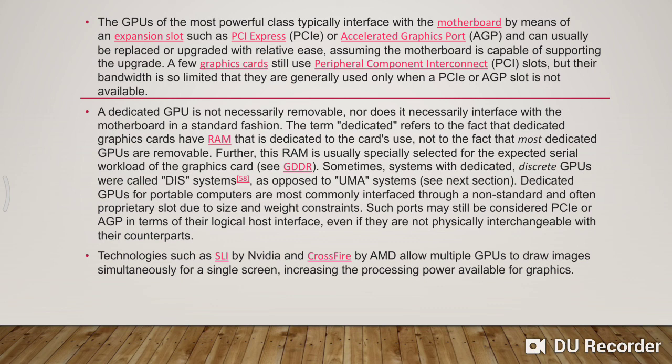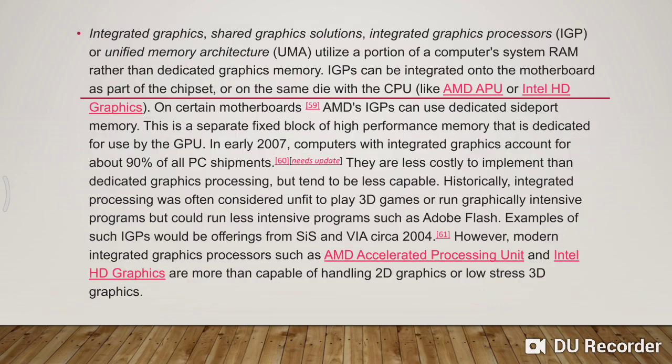Technologies such as SLI by NVIDIA and Crossfire by AMD allow multiple GPUs to draw images simultaneously for a single screen, increasing the processing power available for graphics.